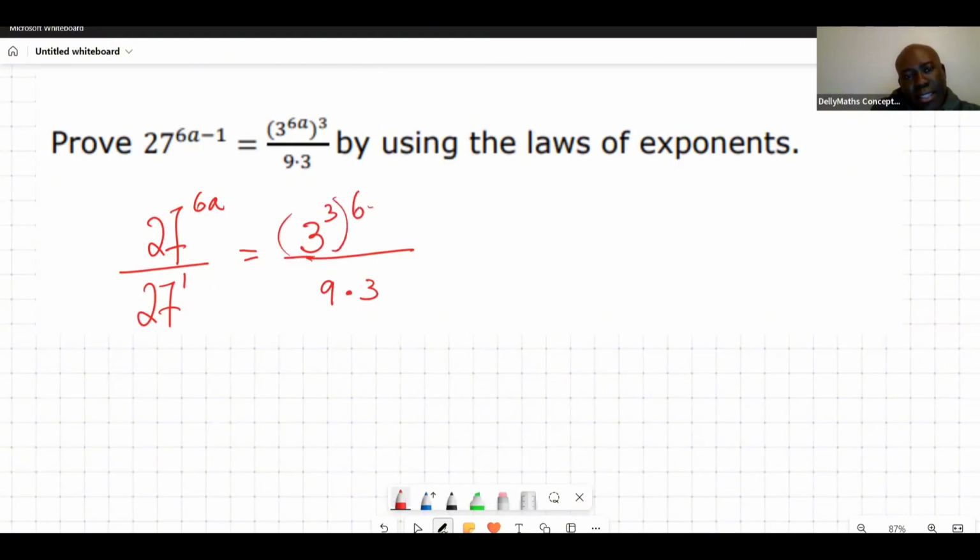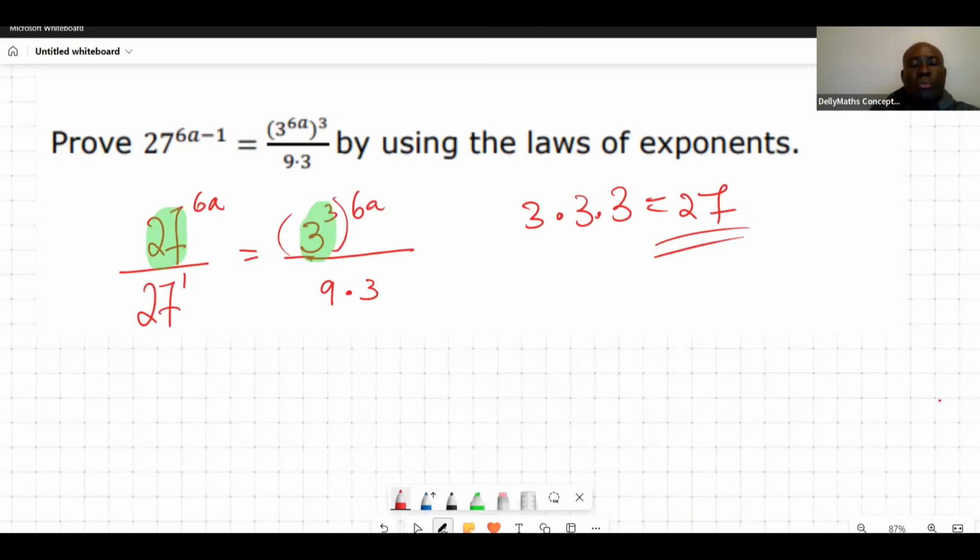And then I'm having 6a outside. So I just represented 27 here, right? As 3 raised to the third, as 3 times 3 times 3. 3 times 3 times 3 is 27. So I just represented my 27 like that.